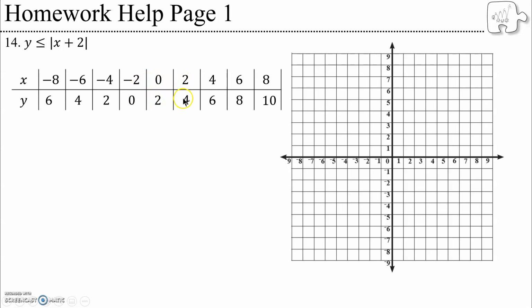2 plus 2 is 4, which is already positive. 4 plus 2 is 6, which is already positive. And 6 plus 2 is 8, which is already positive. And 8 plus 2 is 10, which is already positive. So you add 2, then you make it positive. So there are the points. Connect it with a V.